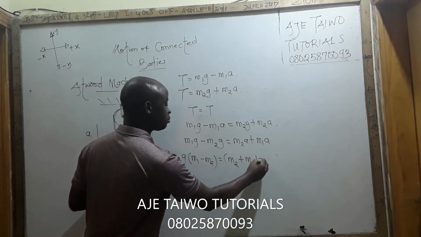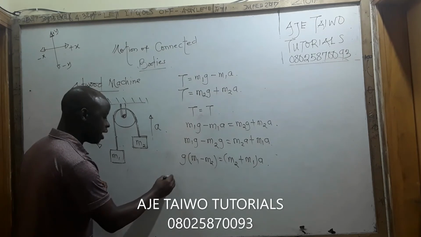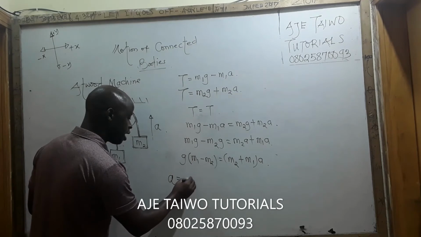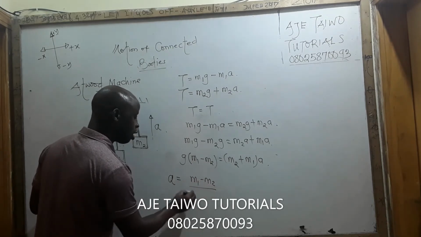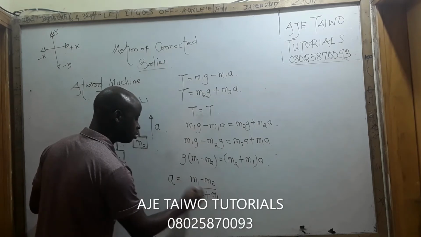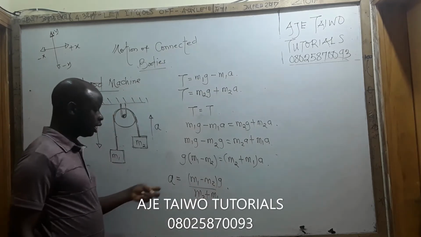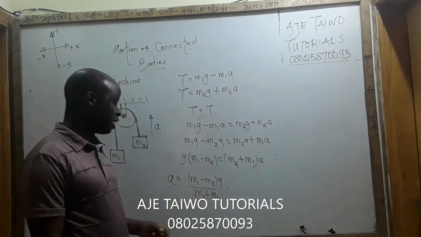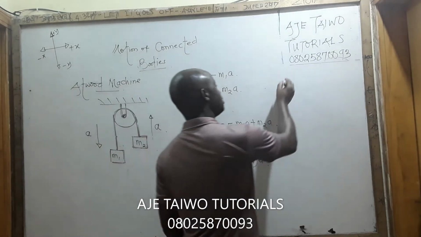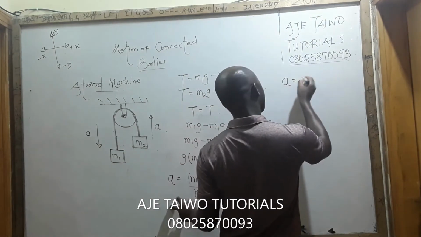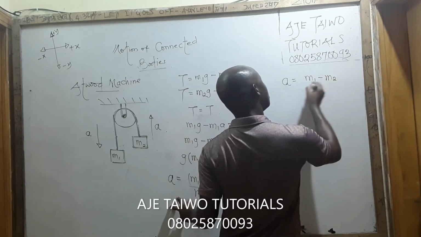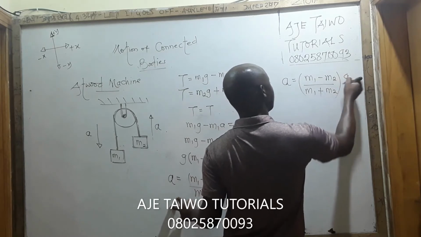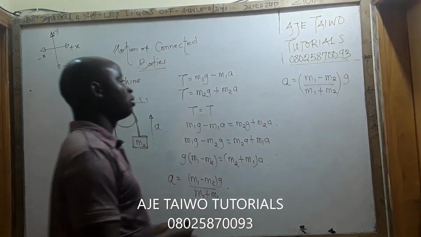A is common. I can therefore say that A is what? You bring this thing under here. A will be M1 minus M2 all over M2 plus M1 times G. I want to leave A alone, so I bring this one under this place. So the acceleration of the masses, A, will be equal to M1 minus M2 all over M1 plus M2, times G. But the G is multiplied with what is up there, not down.